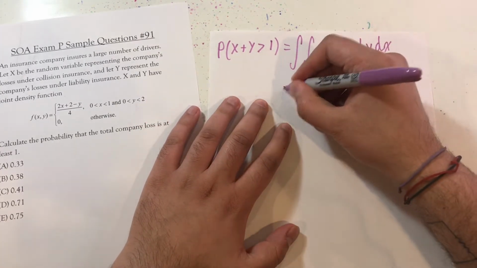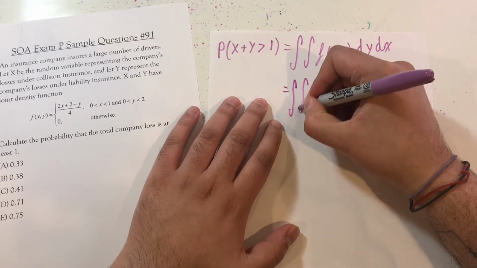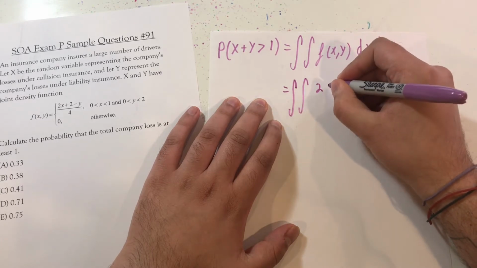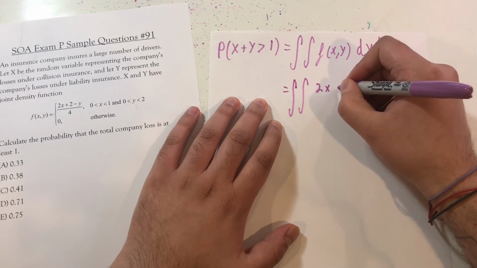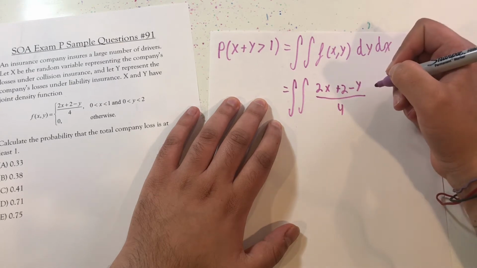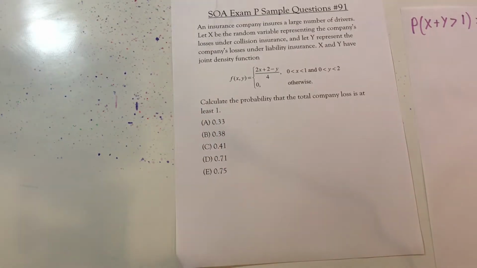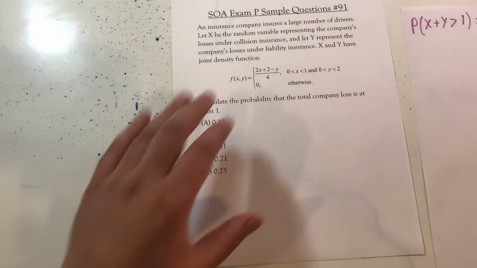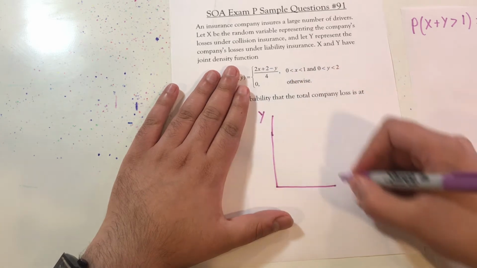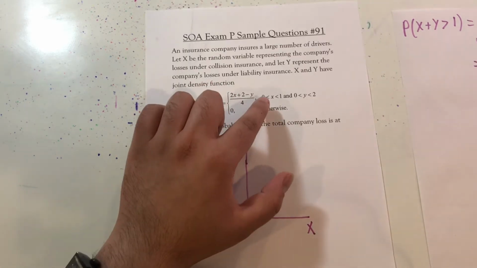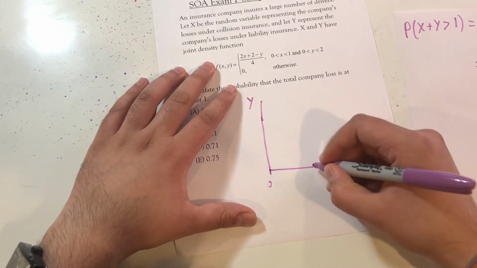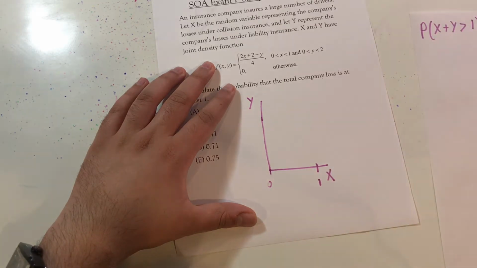So we need to just figure out what our actual boundaries are, because we already have the joint density function, 2x plus 2 minus y over 4. A diagram will typically help us find those boundaries. Let's draw a graph. Here's our y, here's our x. We're told in the question that x goes from 0 to 1, so 0 here, 1 there. Y goes from 0 to 2.